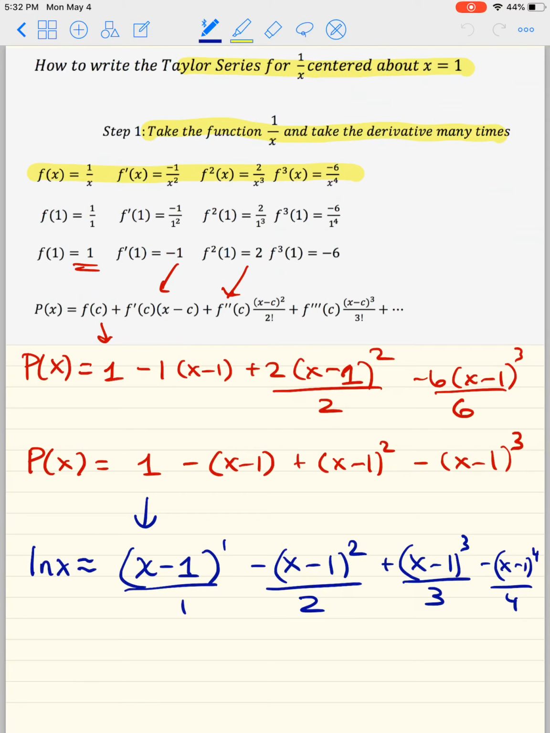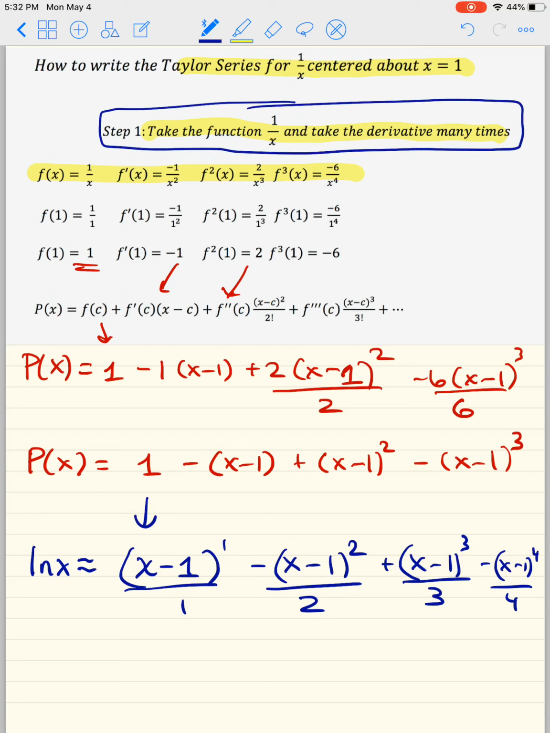But that's great. So basically my point was, had you known that 1 over x was the derivative of the natural log of x, and you knew what the natural log of x's approximation or Taylor series looks like, you could just take that derivative and you'll get this without doing all of this work.